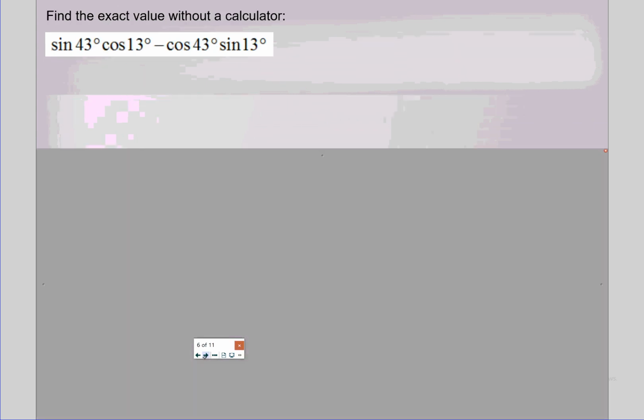All right, let's try this one. Sine 43 cosine 13 minus cosine 43 sine 13. It says find the exact value without a calculator. This would be a no calculator problem. This looks really complicated with the 43s and the 13s. But I will tell you, it's not too bad if you just look at the general shape or setup of this problem. So ignore the angles themselves. Look at what we've got. We have a sine cosine minus a cosine sine. Can you find the formula on your sheet that has that setup, sine cosine minus cosine sine? Which one is that?